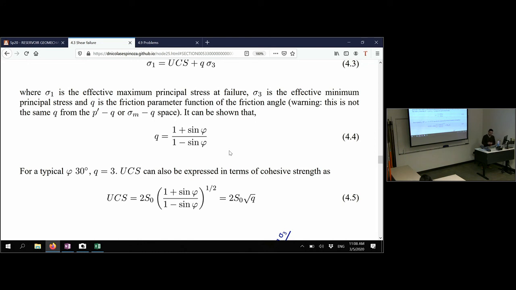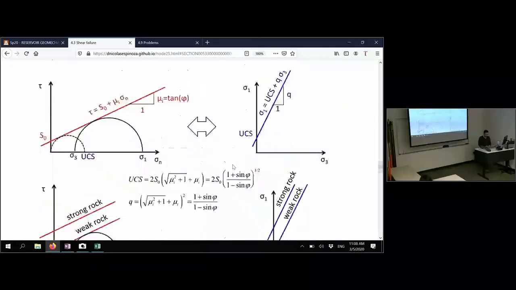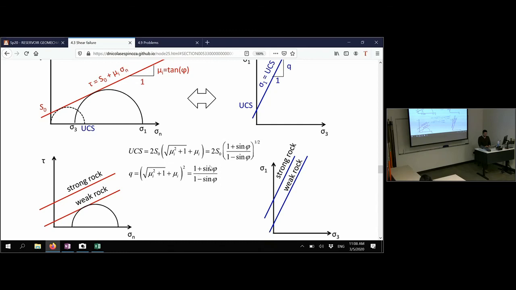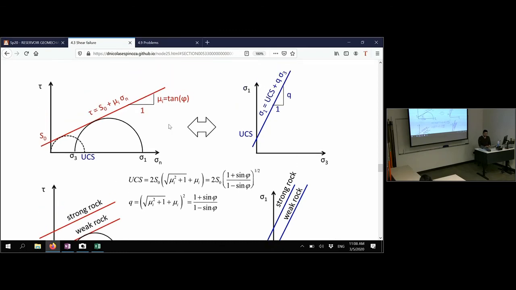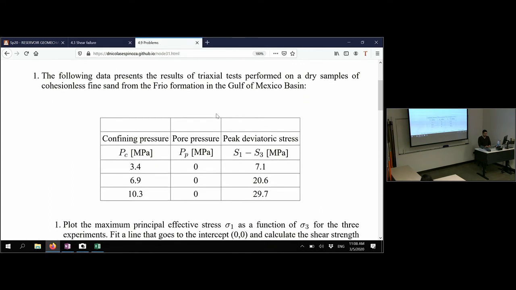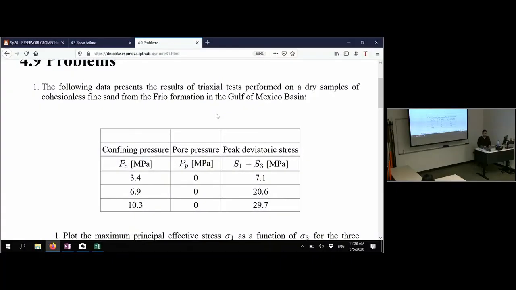Well, I found it, don't worry. But there is another equation that can tell you what the friction angle is as a function of Q. And with these equations, then you can go now from this space to that space. And this is exactly what you have to do for problem number 1 of the homework.